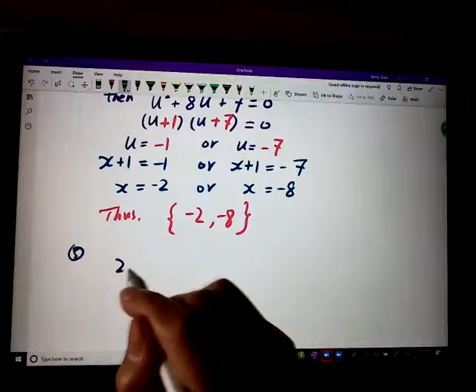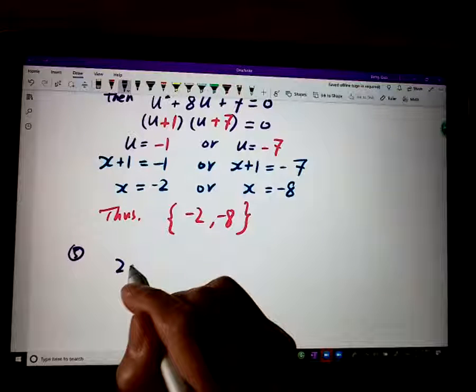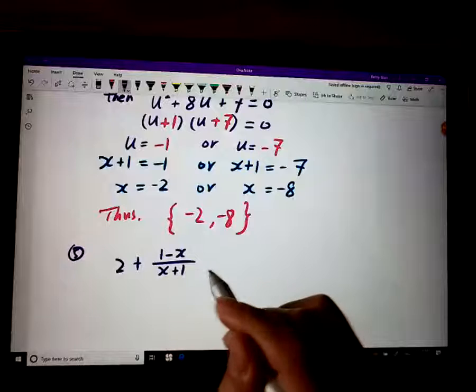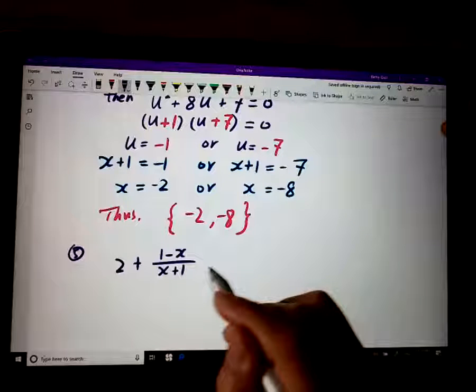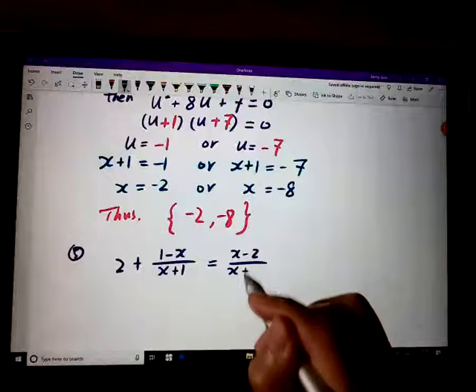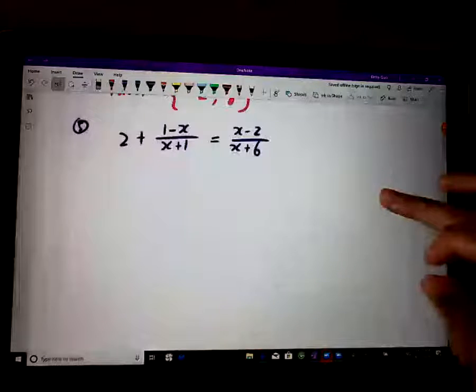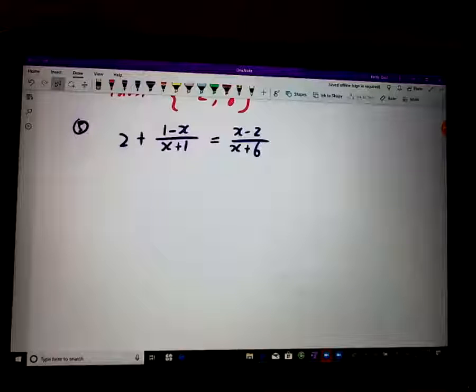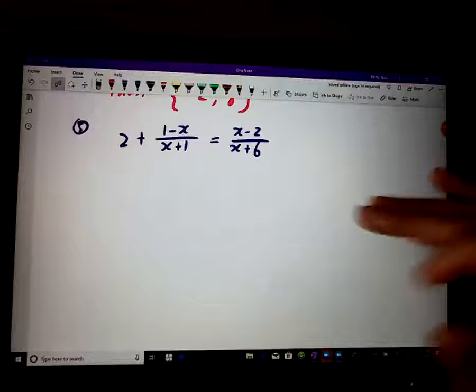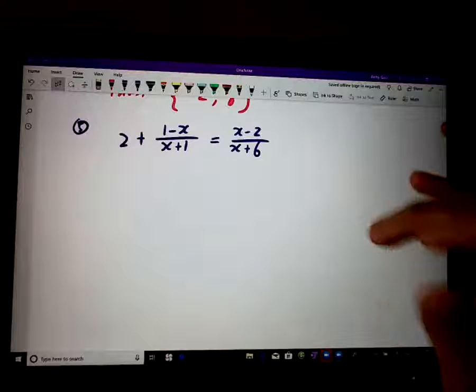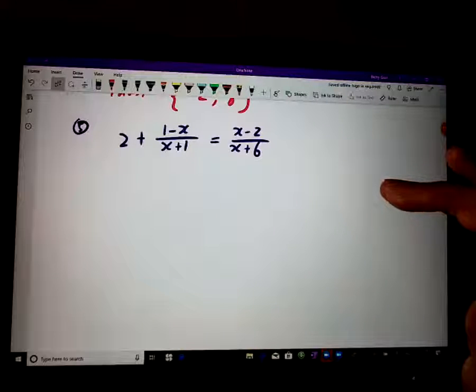So let's see. This is 2 plus (1 minus x) all over (x plus 1) equals (x minus 2) all over (x plus 6). This equation actually is a rational equation. Yeah, why would we have a rational equation in this section? Because once we eliminate the denominator, we would see a quadratic equation. So we put this example here. Also a good chance for us to review the procedure to solve a rational equation.